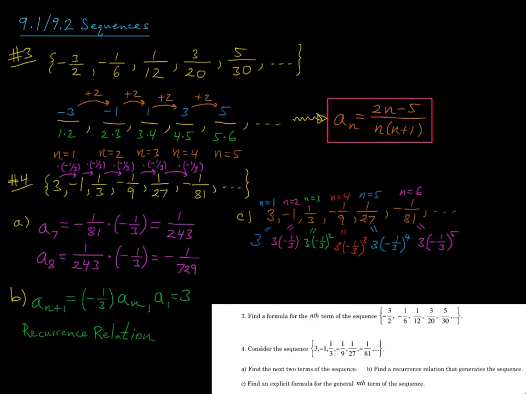So I'm really going to get 3 times negative 1/3 squared. Then multiply by negative 1/3 again. So I get 3 times negative 1/3 cubed, and so on and so forth. So all these terms have the form 3 times negative 1/3 raised to a power. And notice that the exponent is always 1 less than the index number. So when n is 5, the exponent is 4. When n is 6, the exponent is 5. So the explicit formula for the nth term, a sub n, is equal to 3 times negative 1/3 raised to the n minus first power.